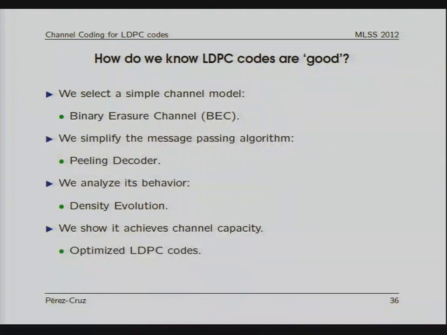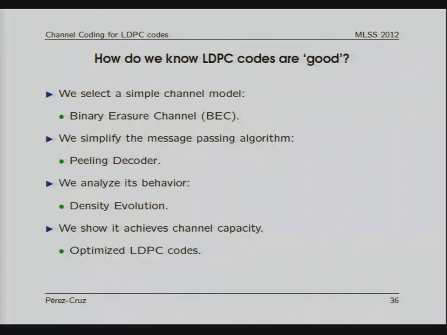Then we're going to analyze the behavior of the codes. We're going to analyze the behavior of the 3-6 code, and we're going to understand why it doesn't get to capacity. And then we're going to propose a linear programming method in order to optimize the codes to get to capacity. Those are the steps that we're going to follow. And this allows us to see why LDPC codes are good and why they achieve capacity.